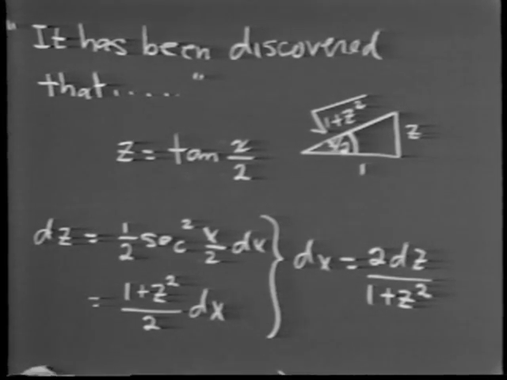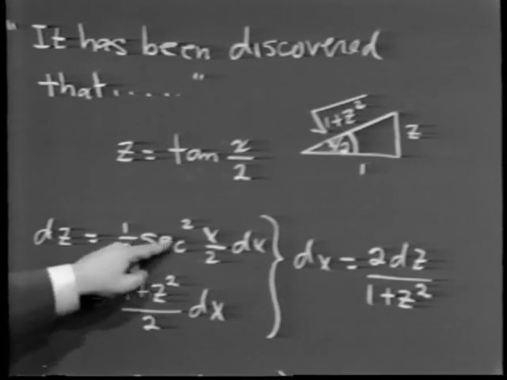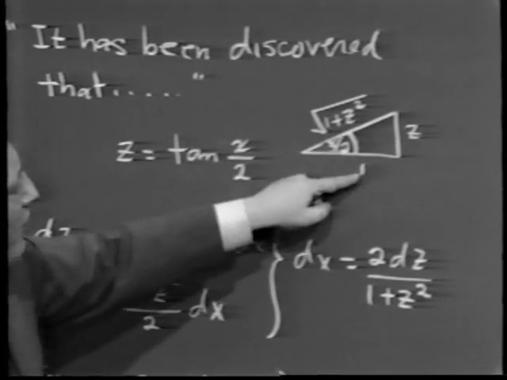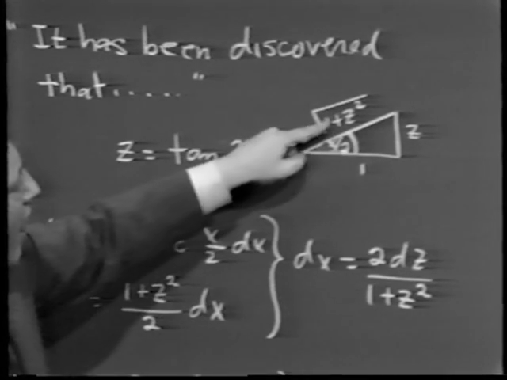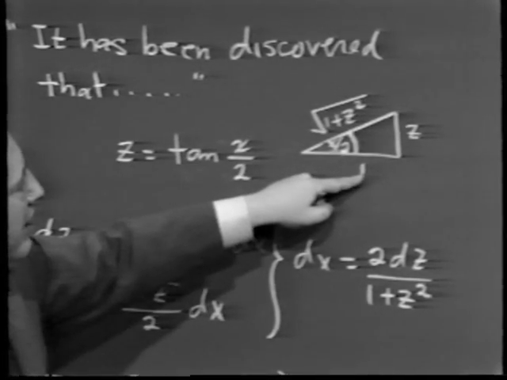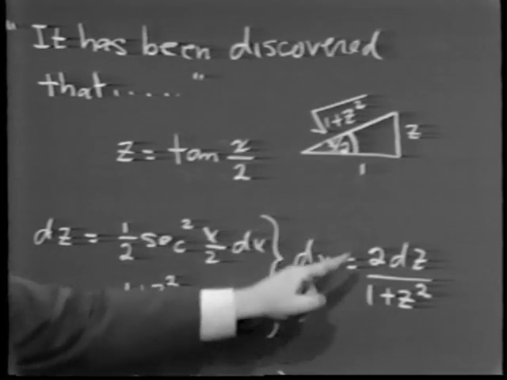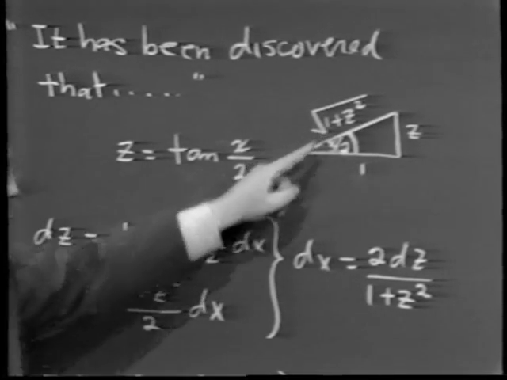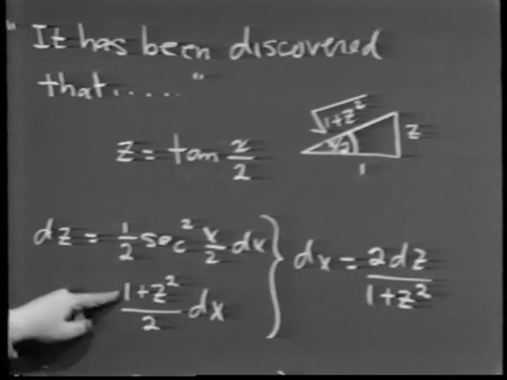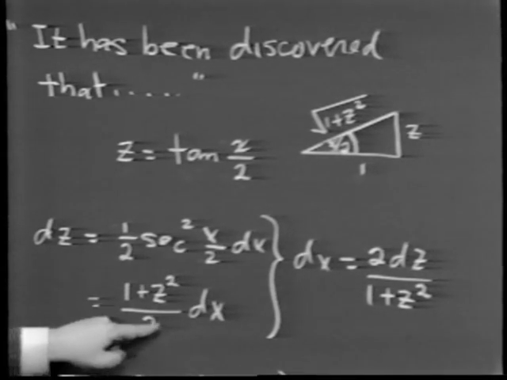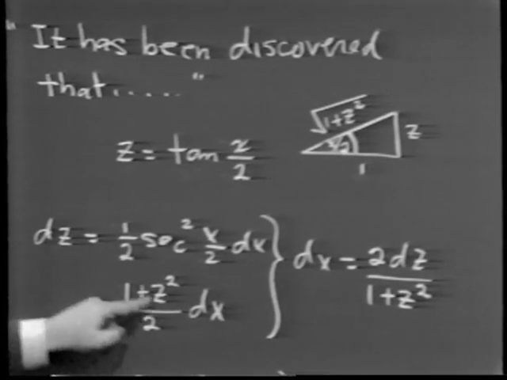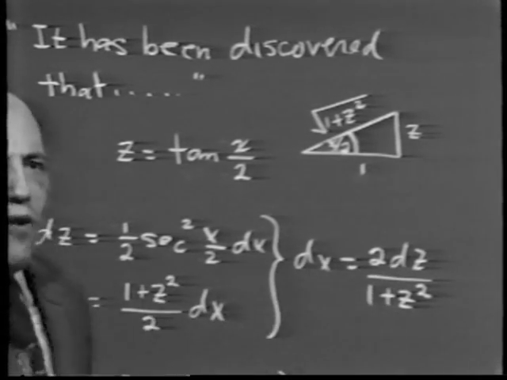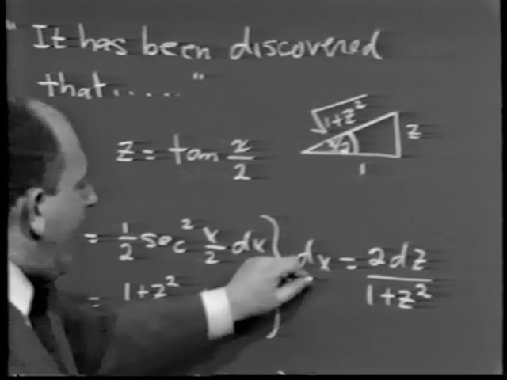But what's secant squared x over 2? Let's go back and look at our diagram. The secant of x over 2 is the hypotenuse over side adjacent. That's the square root of 1 plus z squared over 1. And therefore, the square of the secant is just 1 plus z squared over 1. See, 1 plus z squared. So with the 1/2 in here, this becomes 1 plus z squared over 2 times dx. And consequently, if I compare these two now, notice that dx is just twice dz over 1 plus z squared. In other words, what's happened to dx?